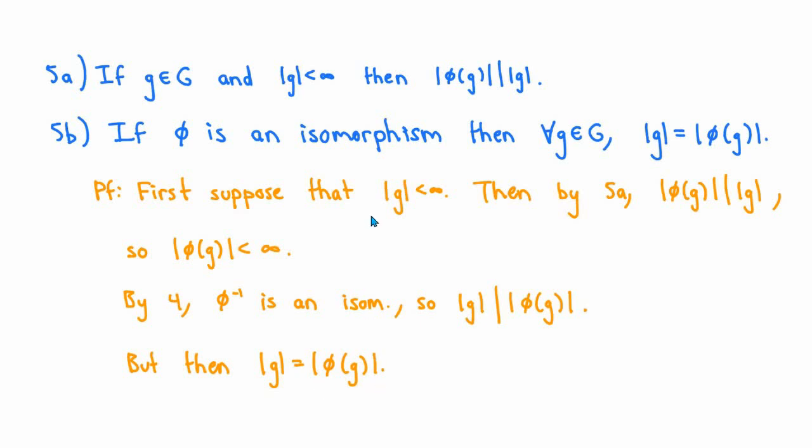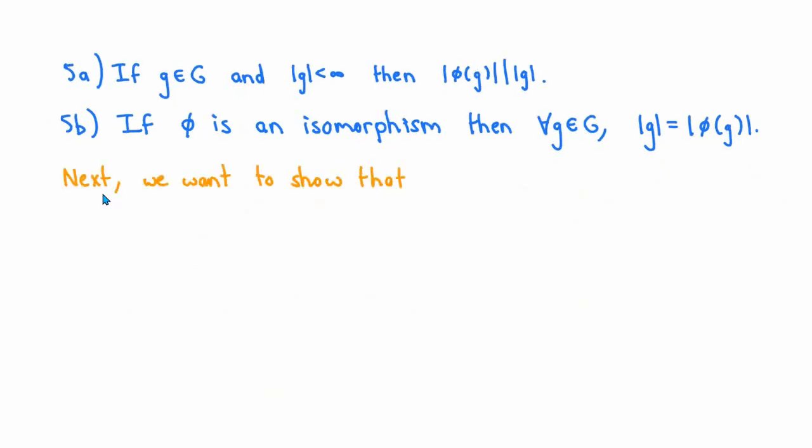So that takes care of the case when the order of the element little g is finite. Next, let's think about what happens in the case when the order of g is infinite. In this case, what we want to show is that if the order of g is infinite, then the order of phi of g is also infinite.